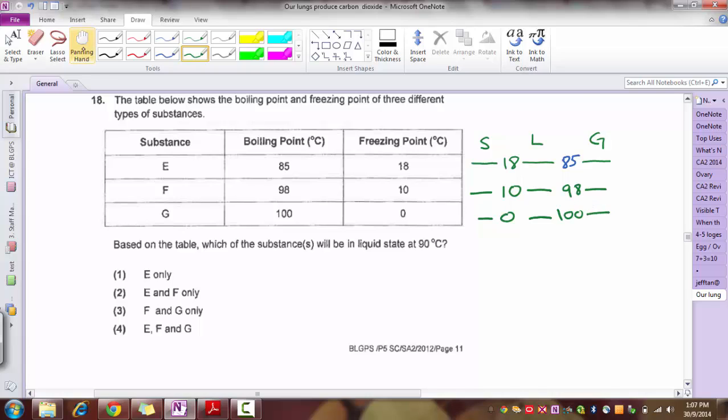So, based on the table, which of the substances will be in a liquid state at 90 degrees? So I want 90 degrees. So where's 90 on this line here? 90 is somewhere here. On the substance F, 90 is somewhere here, and 90 is somewhere here. So, which two will be a liquid at 90 degrees? Basically, it will be F and G. F and G. Can?